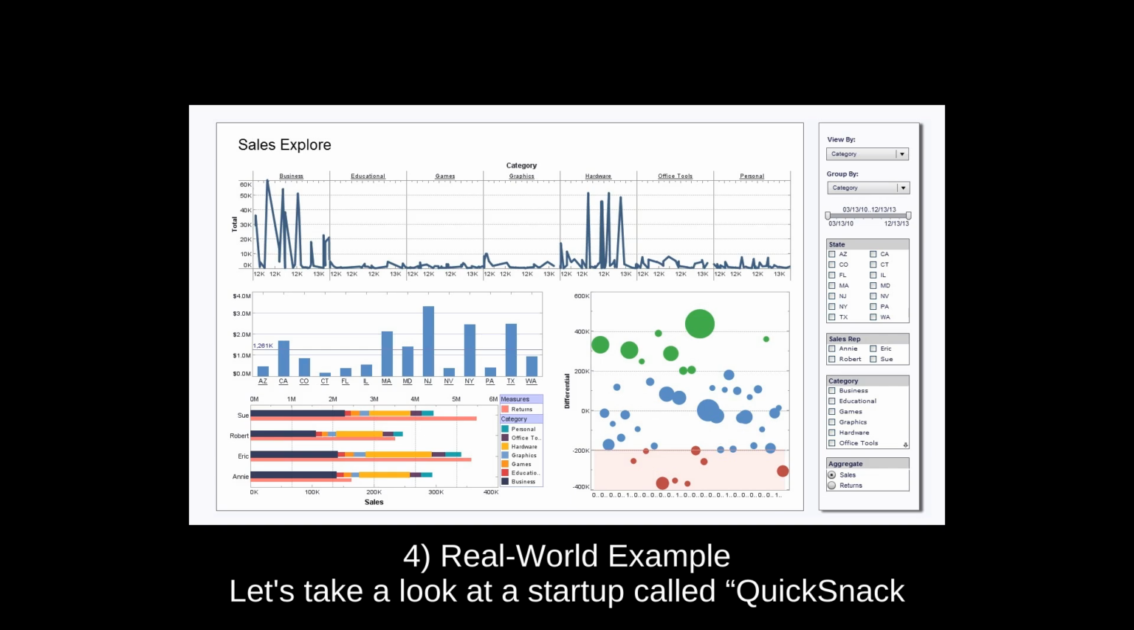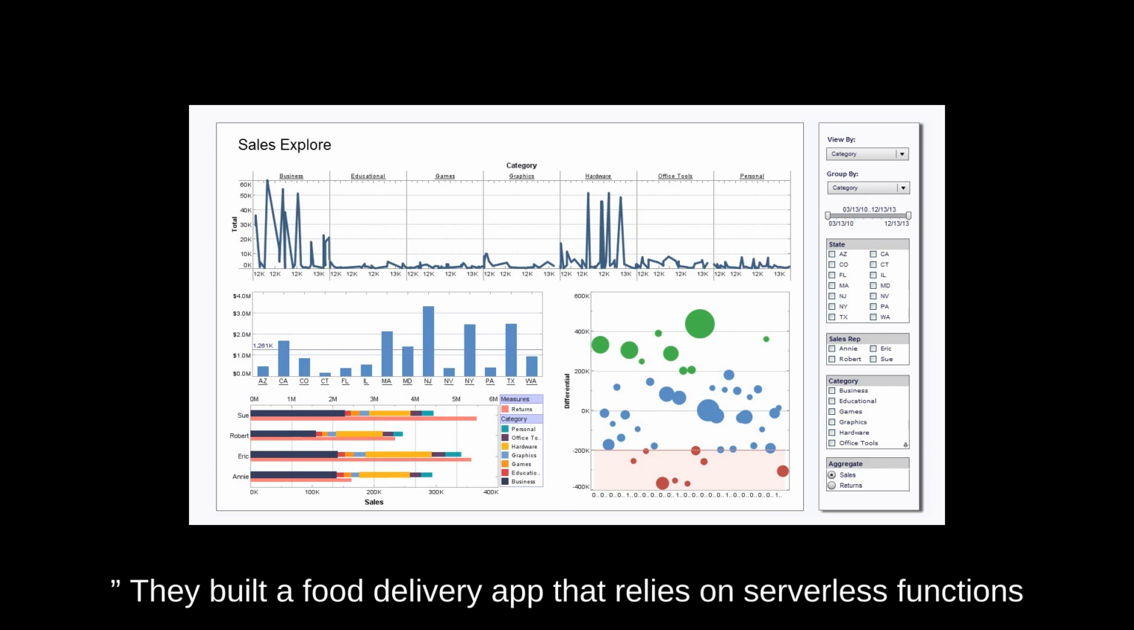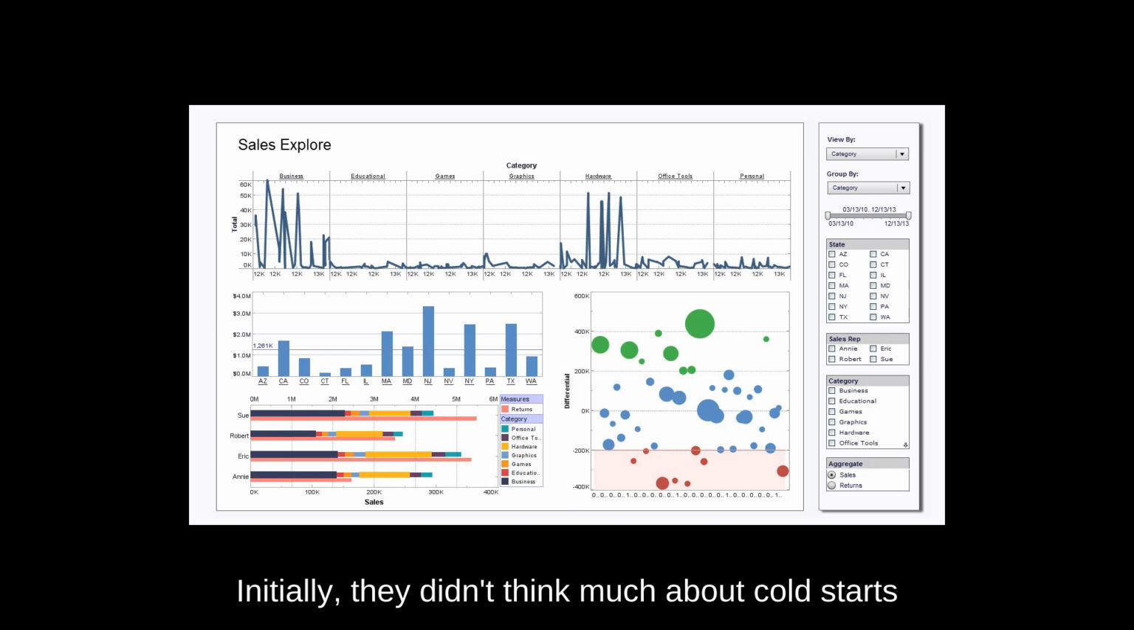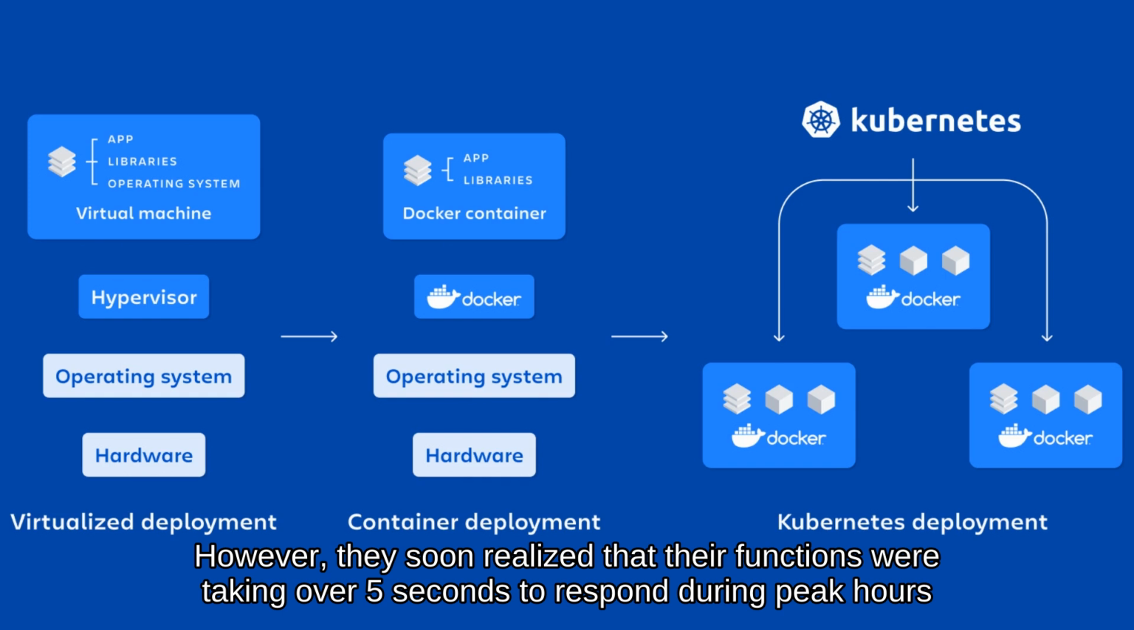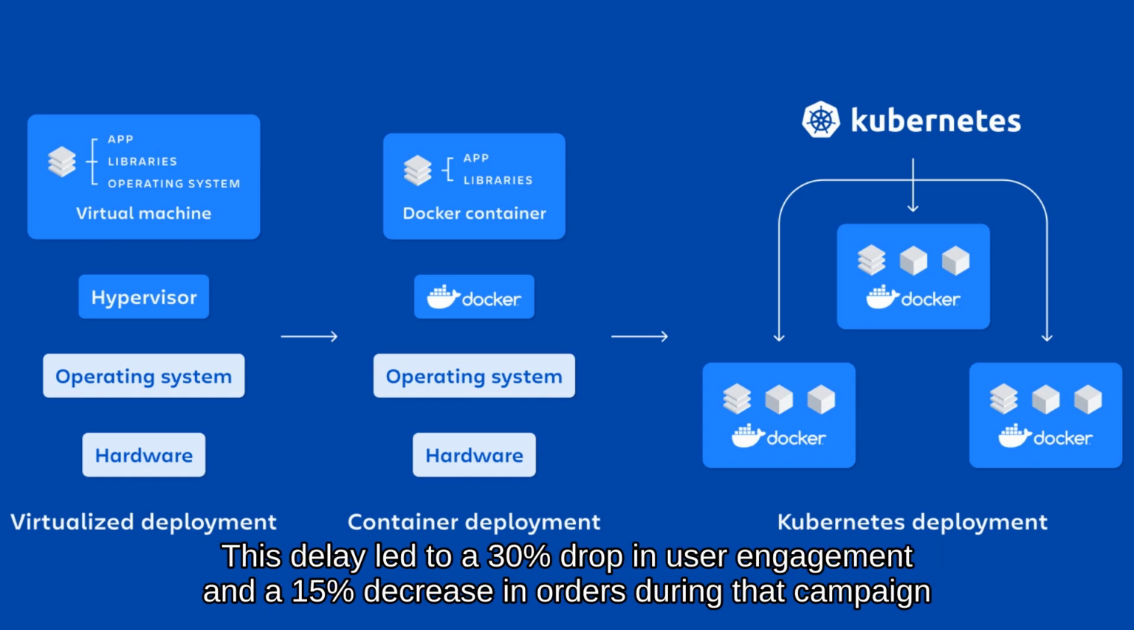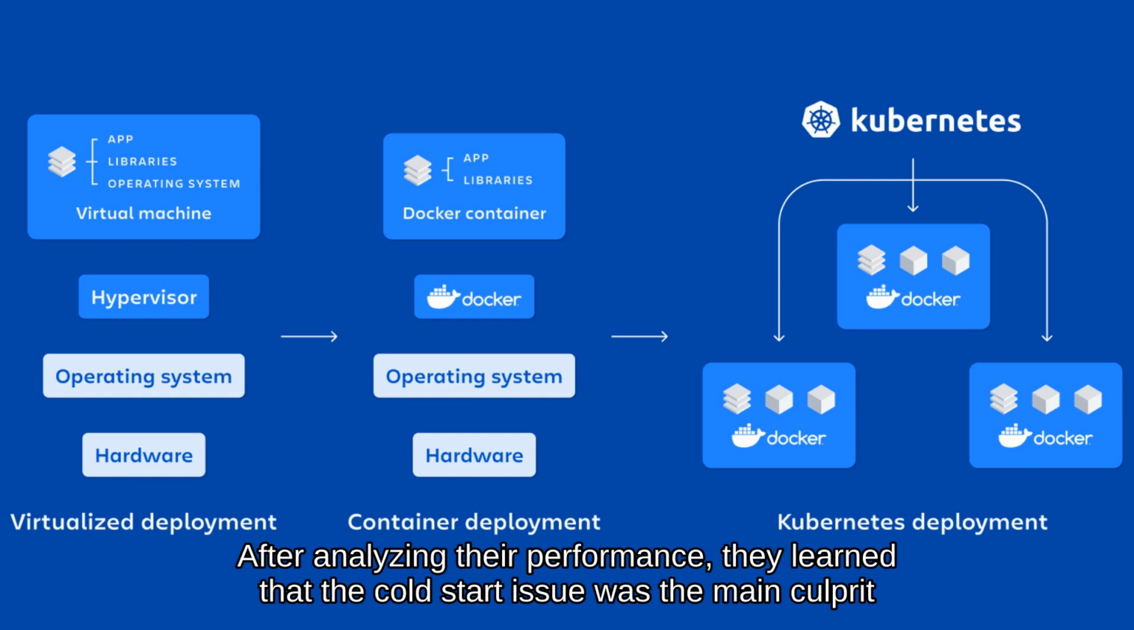Real-world example: let's take a look at a startup called Quick Snack. They built a food delivery app that relies on serverless functions. Initially, they didn't think much about cold starts. They saw a spike in traffic when they launched a marketing campaign. However, they soon realized that their functions were taking over 5 seconds to respond during peak hours. This delay led to a 30% drop in user engagement and a 15% decrease in orders during that campaign.